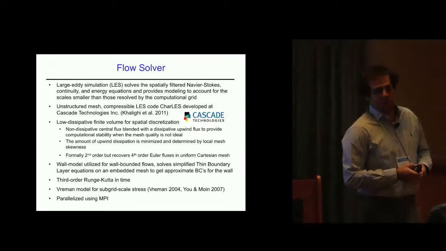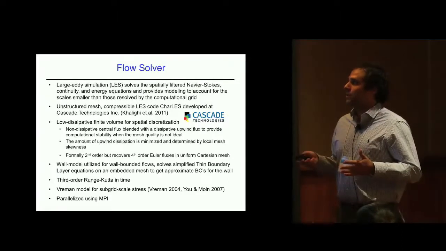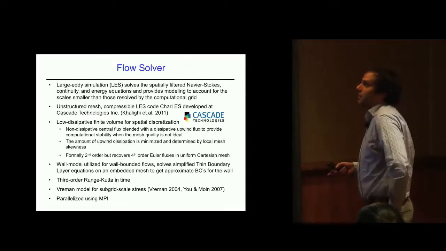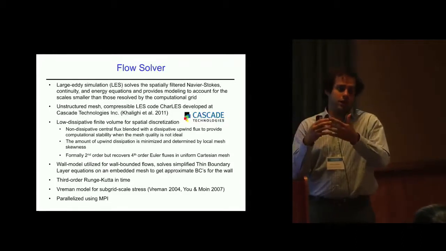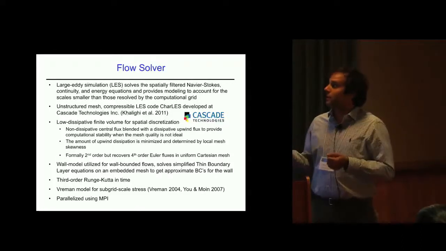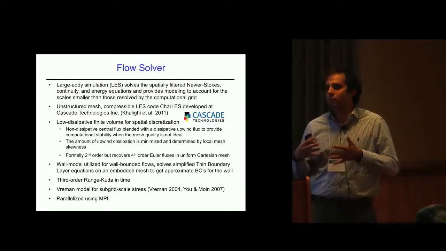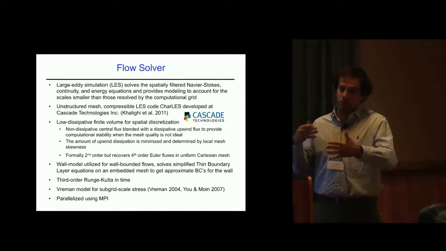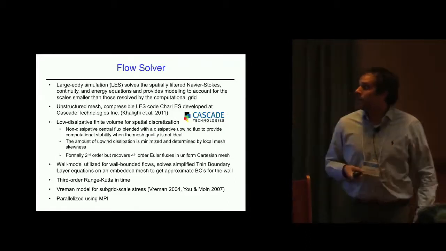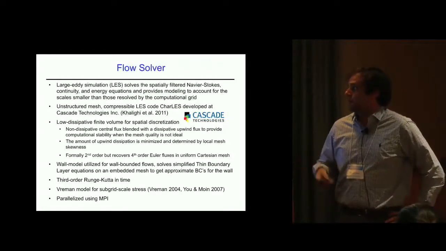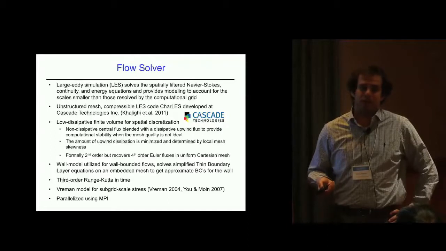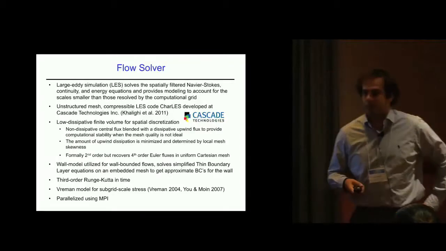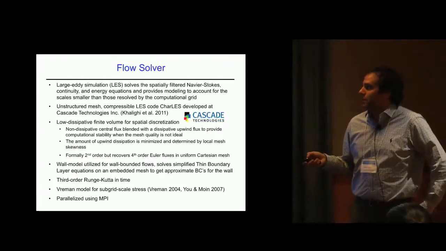So the flow solver I'm using uses this technique, large-eddy simulation, which solves a spatially filtered version of the Navier-Stokes continuity, momentum, and energy equations. And then for everything that we don't resolve with the grid, we model. So this really helps out when you have engineering type problems or really high Reynolds number problems where the resolution that you need to attain to get the whole range of turbulence is really, really limiting. The solver itself that I'm using is an unstructured mesh compressible LES code called Charles. It's developed at Cascade Technologies, which is an offshoot of some work that was done at the Center for Turbulence Research at Stanford. And then just a little bit of information about the solver itself.